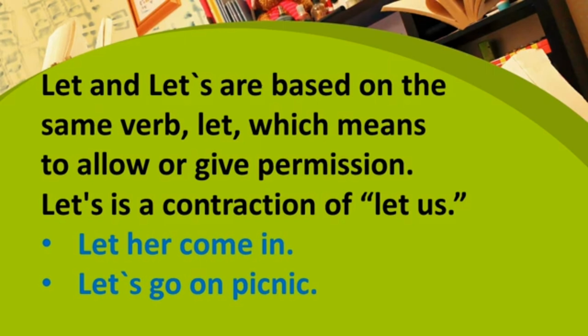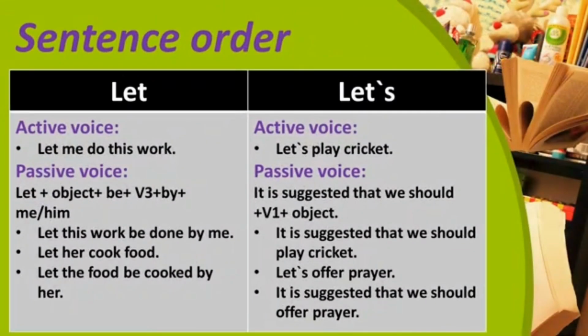यानी कि let and let's दोनों ही verb हैं जिनका मतलब है इजाज़त देना, और लेट्स कॉन्ट्रैक्शन है लेट अस, यानी कि लेट अस को कॉन्ट्रैक्टेड फॉर्म में अपोस्ट्रोफी लगा के लेट्स लिखा जाता है. Here are two examples, let her come in and let's go on picnic. Then comes sentence order, how to change the sentences having let and let's from active voice to passive voice.